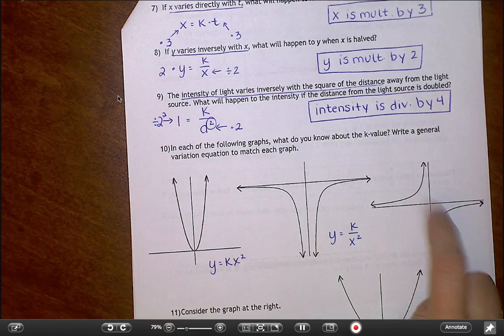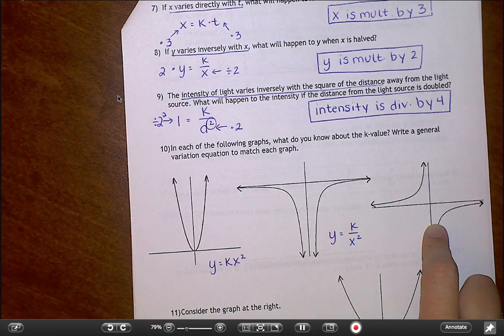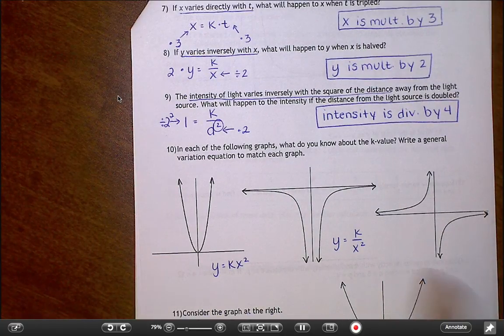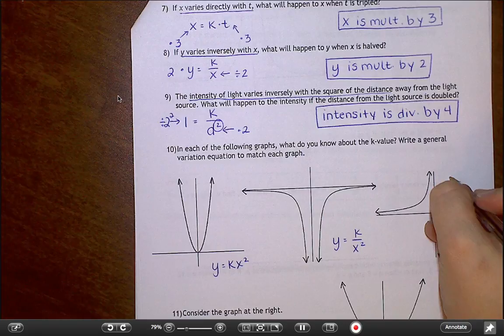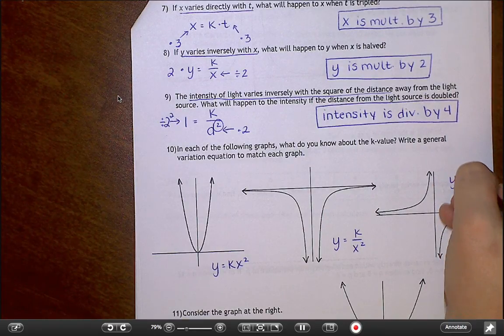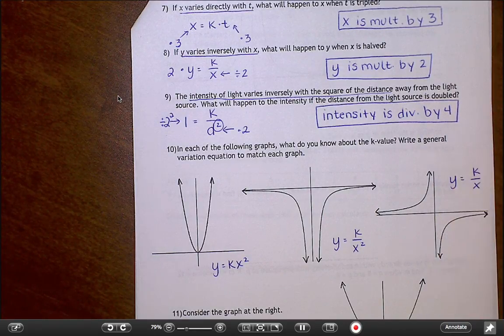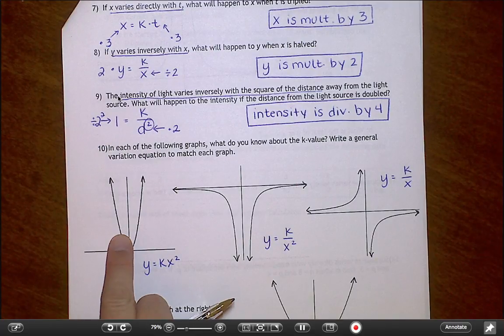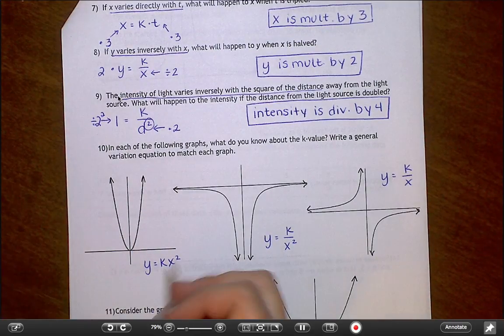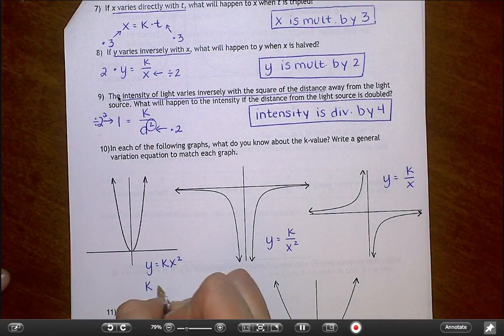And this one's similar, except you've got them across from each other like this instead of both pointing in the same direction. So this is regular old inverse variation. This is k over x. Now I want to know, based on the pictures, what do I know the k values must be? So this one is pointing upward. Okay, so that tells me that k must be positive.